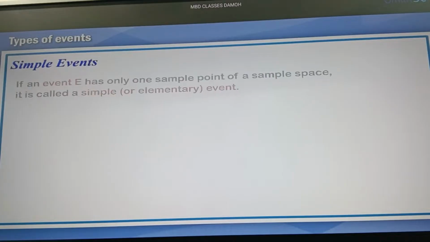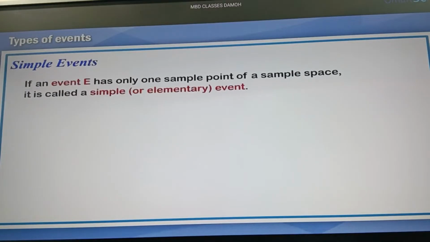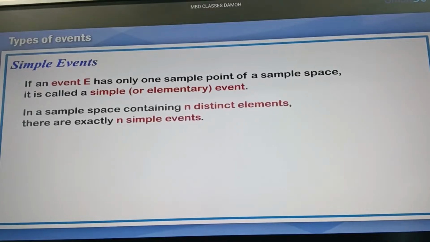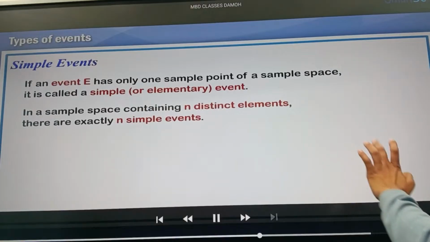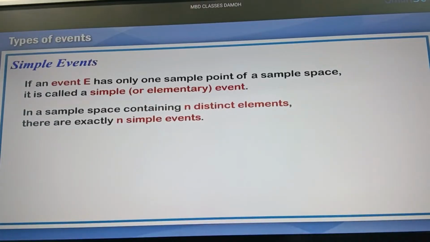Now let us see what is a simple event. If an event E has only one sample point of a sample space, it is called a simple or elementary event. In a sample space containing n distinct elements, there are exactly n simple events.